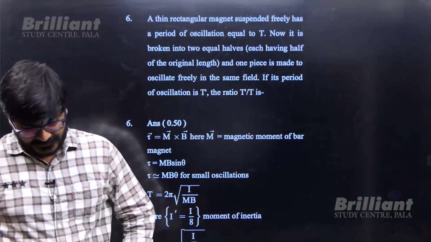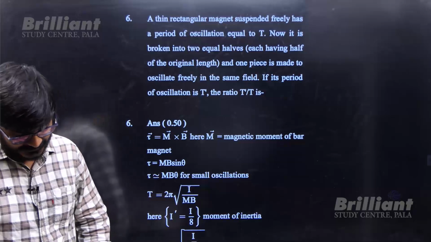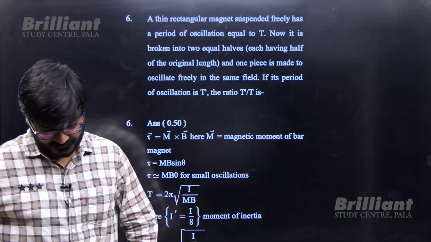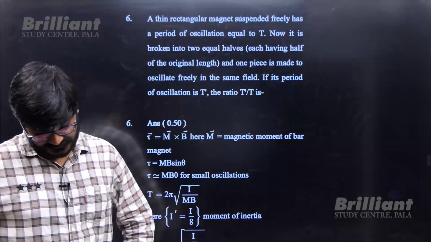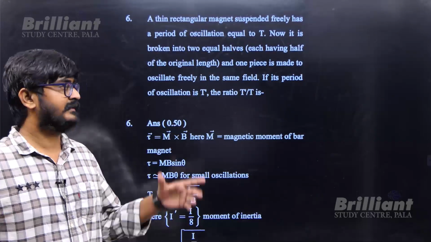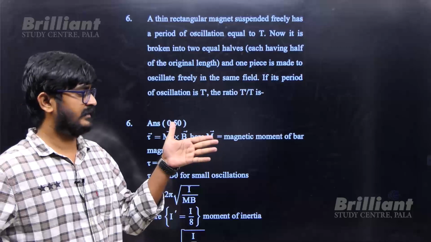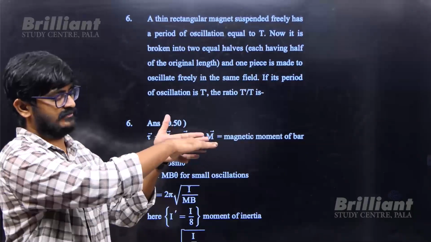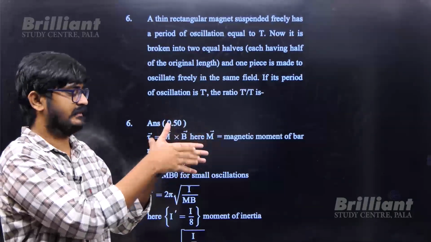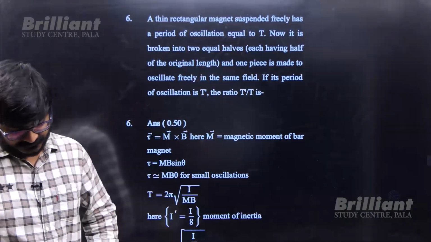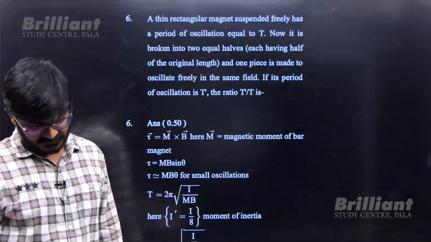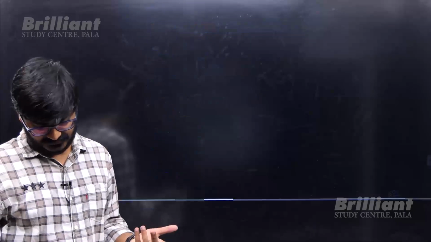A thin rectangular magnet suspended freely has a period of oscillation T. Now it is broken into two halves, each having half the original length. If there is a magnet, you can break it into two halves in many ways, right? One way is to break it like this with the length remaining the same, but they are saying the length is becoming half, so you are breaking it like this. If the period of oscillation initially is T, now it is T dash.